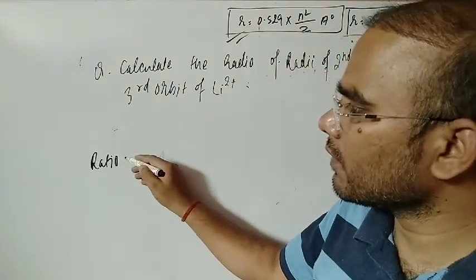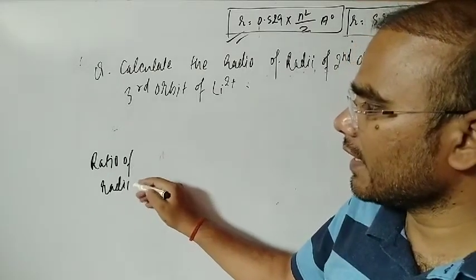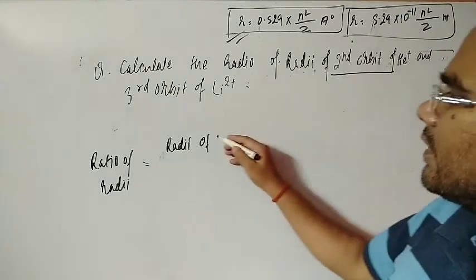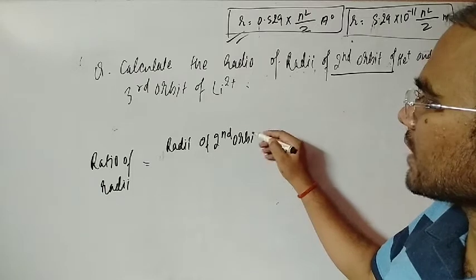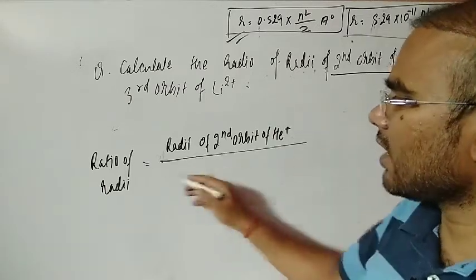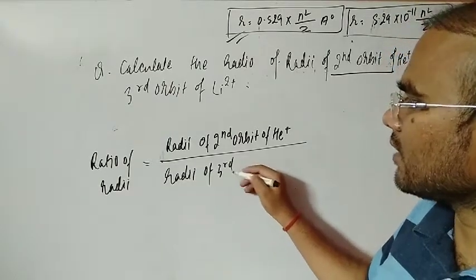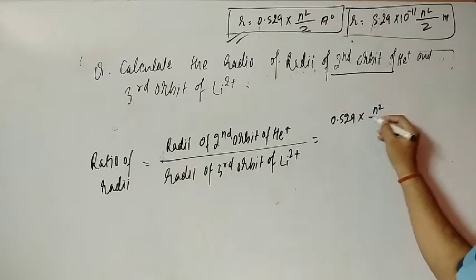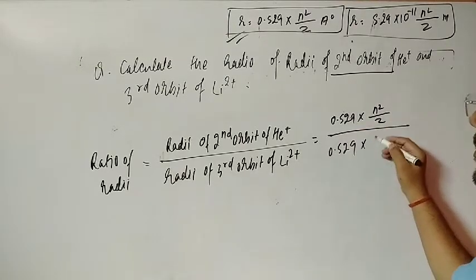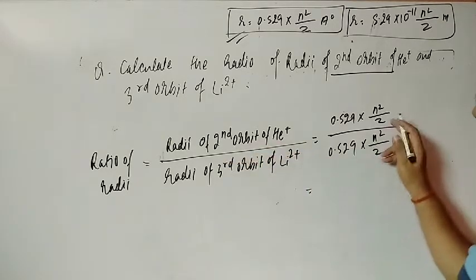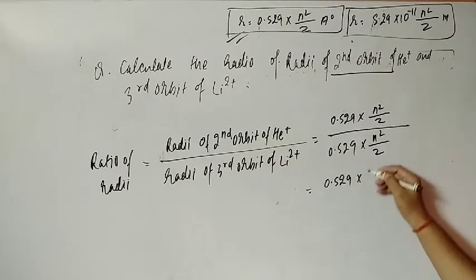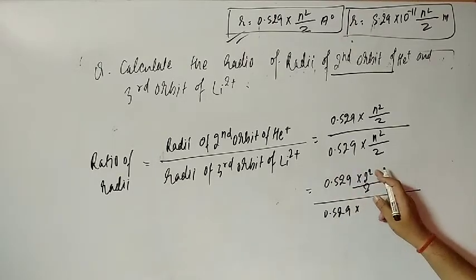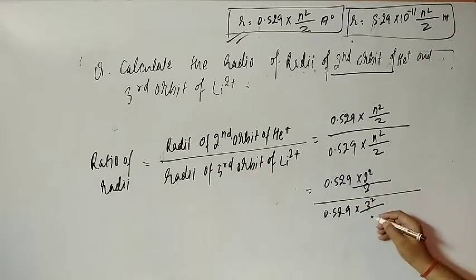So the ratio of radii: the radius of the second orbit of He plus divided by the radius of the third orbit of Li 2 plus, with the formula 0.529 multiplied by n square upon Z. For the first, n equal to 2, so 0.529 into 2 square, and the atomic number of helium is 2, divided by 0.529 multiplied by 3 square for the third orbit, divided by 3, the atomic number of lithium.